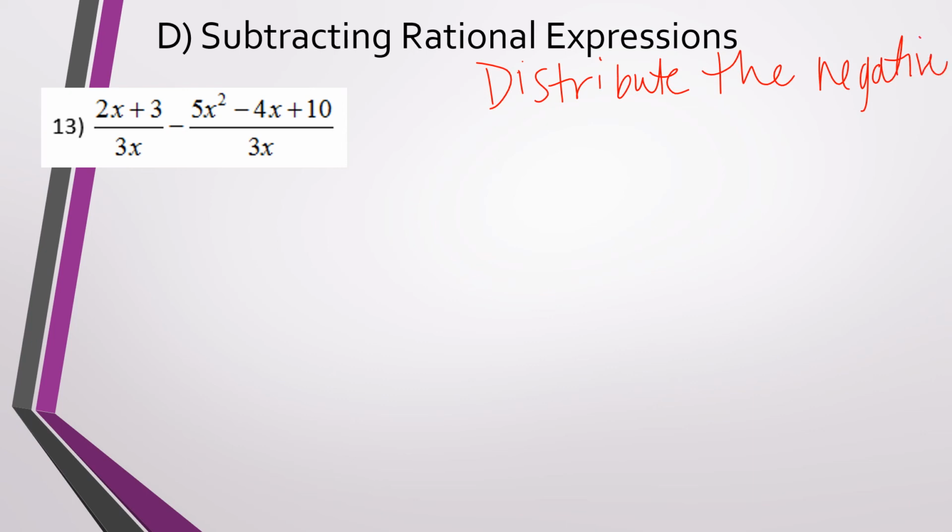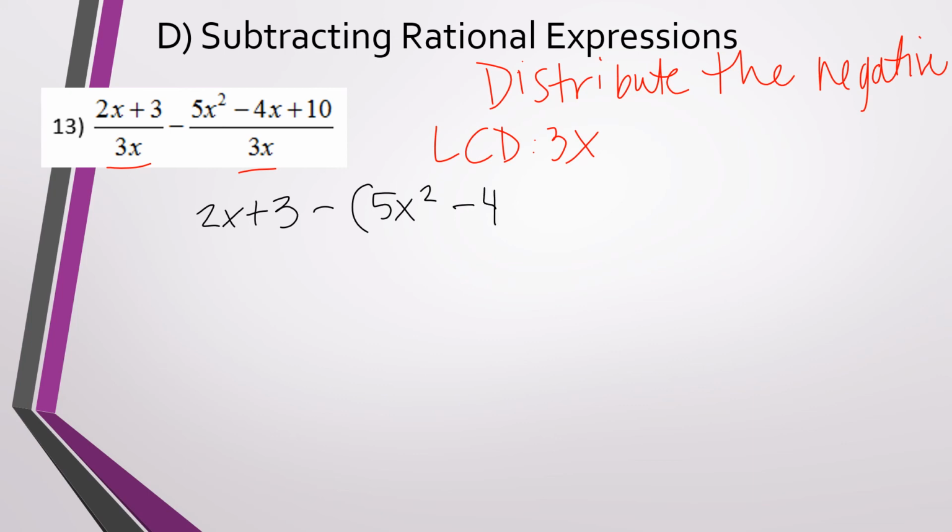Okay, so that being said, both of these have the same LCD, so I don't need to do anything extra here. So what I'm going to do, now be mindful of what I am doing here. I'm going to write 2x plus 3, but then I'm going to subtract the whole thing of 5x squared minus 4x plus 10. Do not forget those parentheses because you need to distribute the negative.